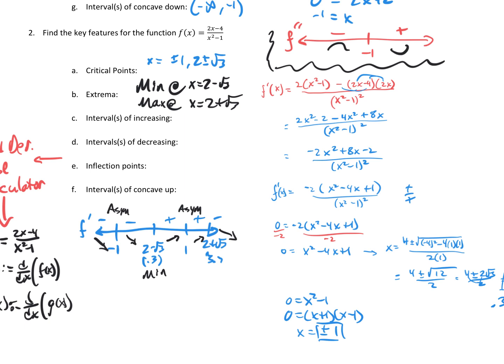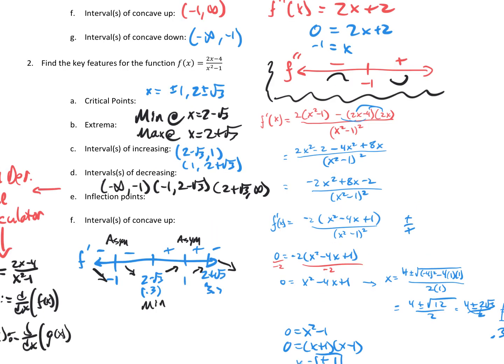So increasing, just reading our number line, we have from 2 minus the square root of 3 to 1. Okay, we have from 1 to 2 plus the square root of 3. Intervals of decreasing, we have from negative infinity to -1, from -1 to 2 minus the square root of 3, and from 2 plus the square root of 3 to infinity.